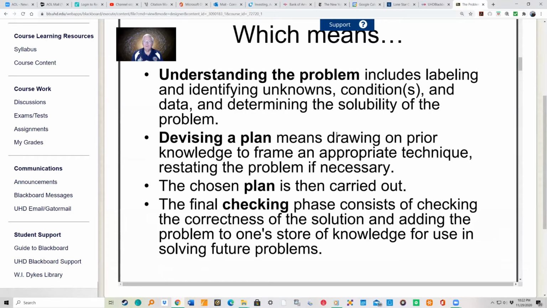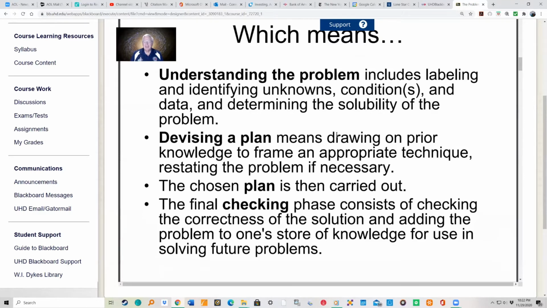What we've found through a lot of research is that by the time you understand the problem and you devise the plan, you've really done most of the heavy lifting at that point. Because once you carry out the plan, that's basically procedural. And we have the opportunity to use computer technology, calculator technology. It's almost done by the time you understand and devise your plan.